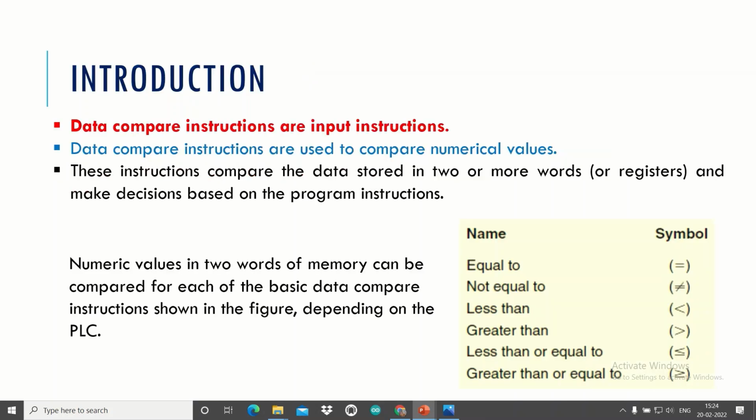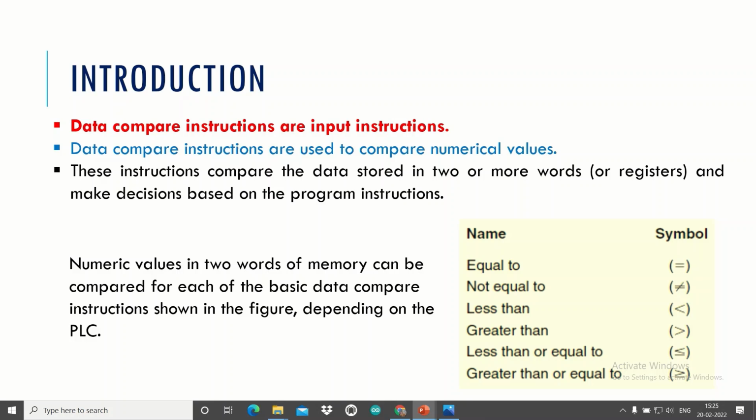Now see that all such compare instructions, they are simply input instructions. They compare numerical values, and the values have to be stored in two registers, so that the decision can be taken by comparing the values stored in these two registers. So that means that directly you cannot compare the value between two external sensors. You have to store their data in some register, and then only the comparison operation can be performed.